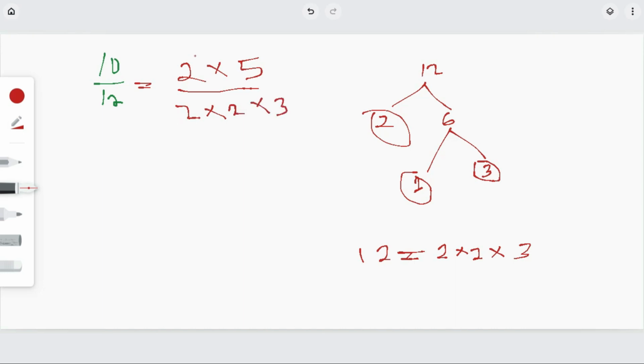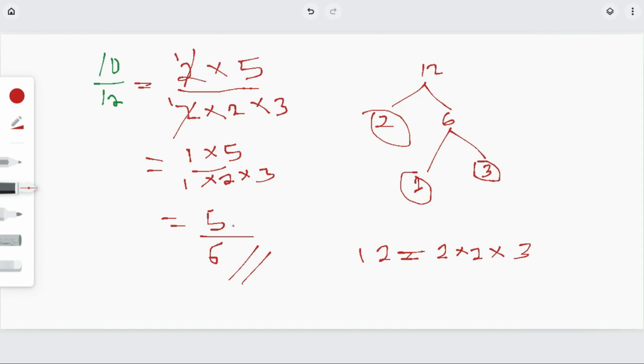Now we can easily see that there's a number in the numerator and the denominator that are the same. We have 2 that is the same here. We cancel out 2. So this is 1, 2 here, 1. What remains here is 1 times 5, and 1 times 2 times 3. 1 times 5 is 5 already. And 2 times 3 is 6. So we have 5 over 6. That means 10 over 12 reduced to lowest term is 5 over 6.